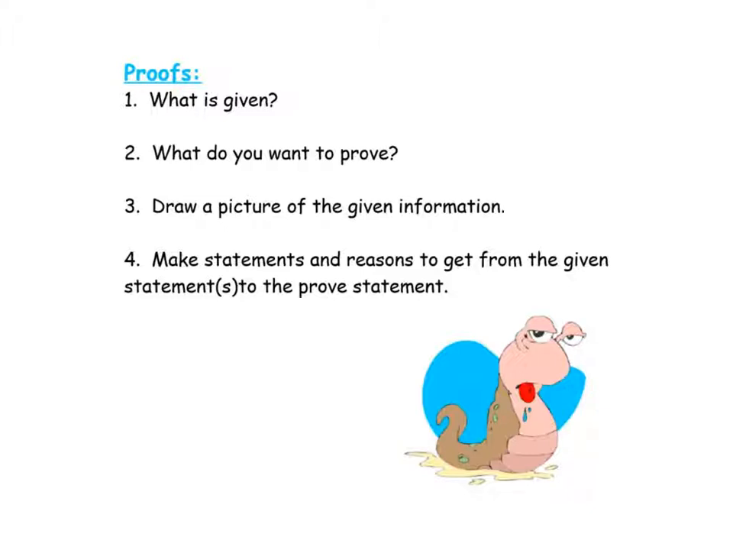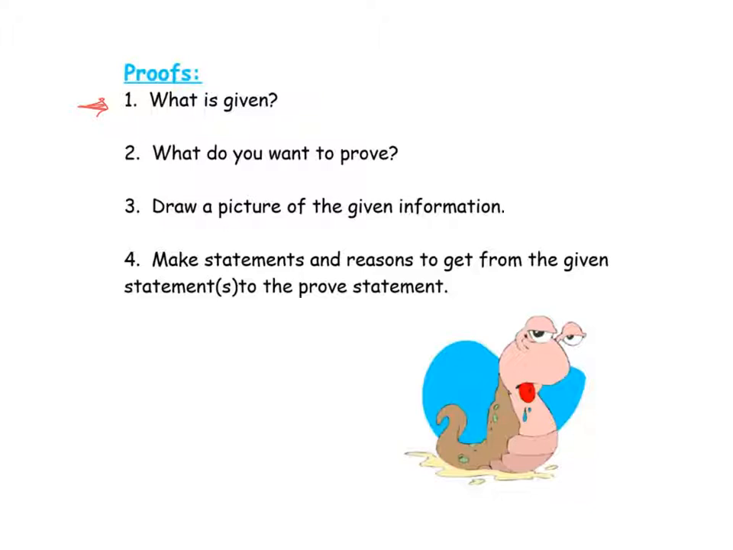So first of all, I want to know what's given to us. What are we allowed to use? Okay, what's given to us? Then we have to think about what exactly is it we want to prove. Then we want to draw a figure. If one's not given to us, we're going to draw a figure of the given information. And then finally, we're going to make statements and reasons, kind of like the lawyer. Remember, we talked about the deductive reasoning to prove what we're trying to show. In our case, vertical angles.